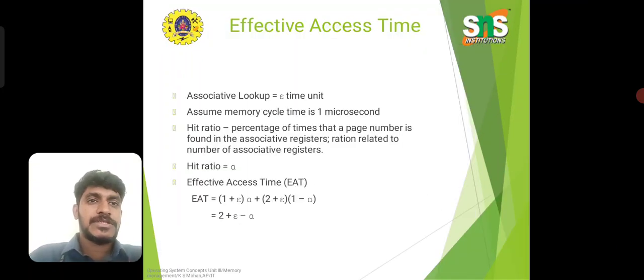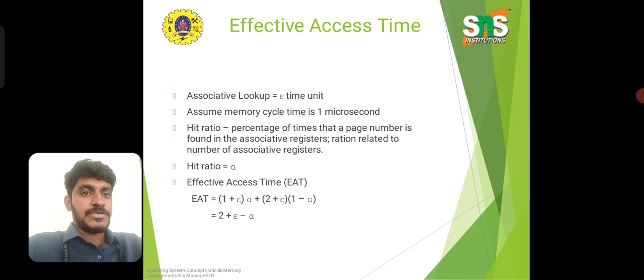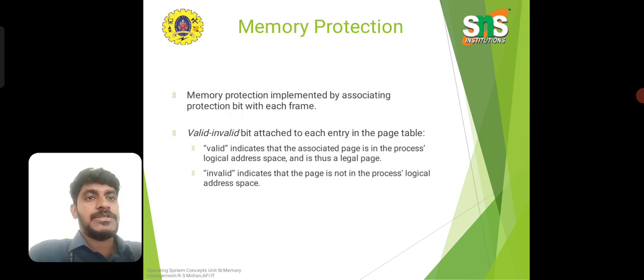Then effective access time. We have the associative lookup time. The assumed memory cycle time is 1 microsecond. The hit ratio is the percentage of times that a page number is found in the associative registers, and it is related to the number of associative registers. Then the hit ratio is equal to A and the effective access time EAT is equal to 1 plus A. This is the formula given for the effective access time, and we can see the effective access time here.